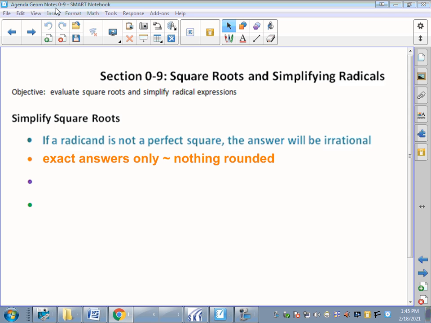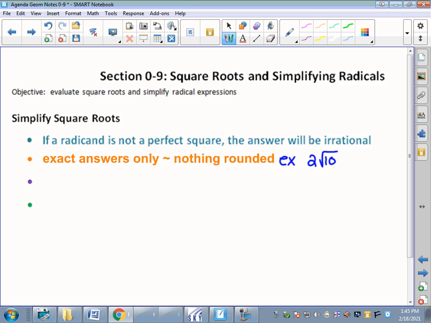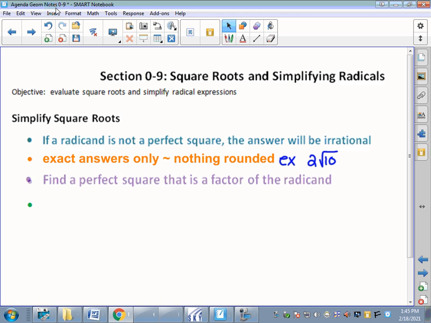So exact answers only. They're harder for us to wrap our brain around to understand as like, where does this lie on a number line? But they're more precise. So perhaps, for example, we might have 2 times the square root of 10. That's an exact answer. So if we start out with something, we need to find a perfect square that is a factor of the radicand.